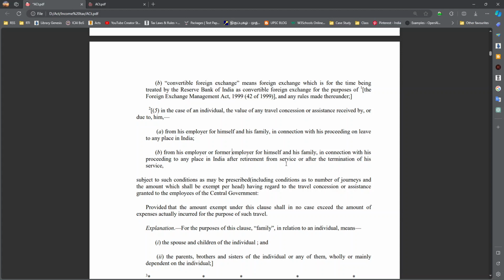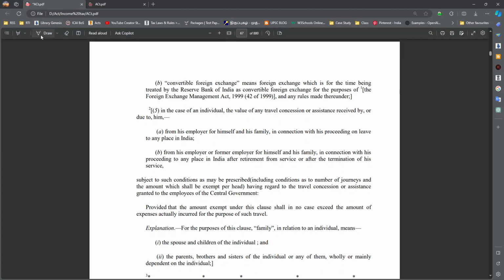Maybe the employer may provide some allowance, leave travel allowance, in case of any leave concession, even though he may have been removed from his employment. The employer can provide to his employee after the retirement from service or after termination of service. Even if he terminated himself, the employer can provide such a leave travel concession, and such a thing provided by the employer to the employee and to his family is exempted, after the termination also. This point is very important.